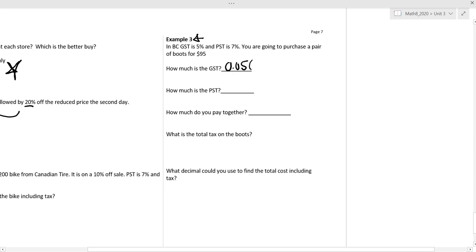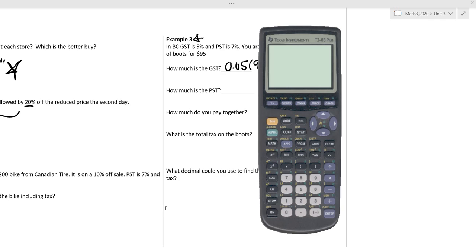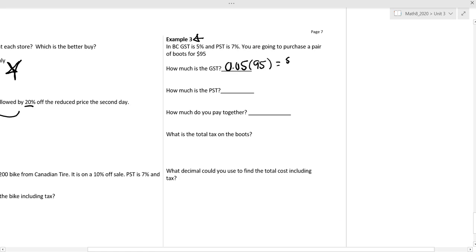You times it by 95. So I'm going to use times 95 in brackets here. Just another way of showing times 95. And what do you come up with? Do you have that number, Alana? It's $4.75. And we do the same thing for the second one, the PST, 7% as a decimal, times 95. And this one would be $6.65. So how much do you pay altogether?